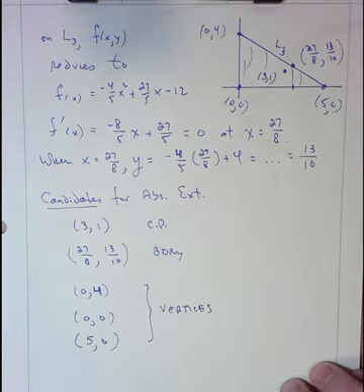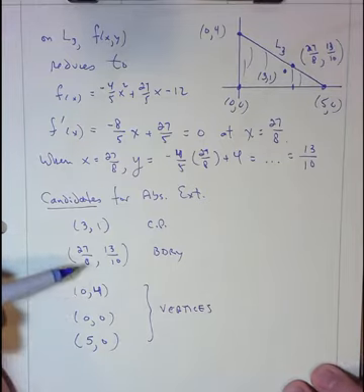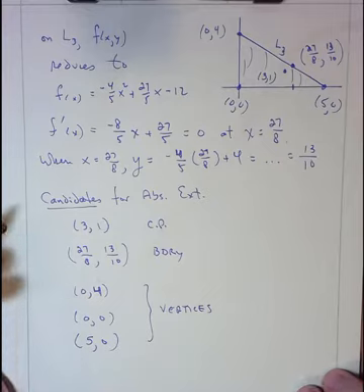So we have 5 candidates for where we might find the absolute extremes for this function. And at this point, it's number crunching, because we're just going to take each of these points, plug them back into the function, and find the biggest return and the smallest return. And those are our absolute extremes.